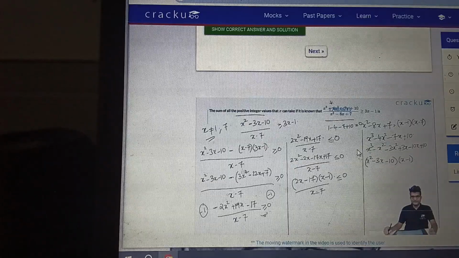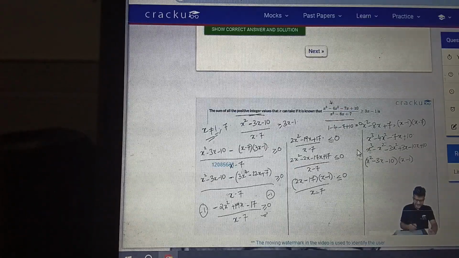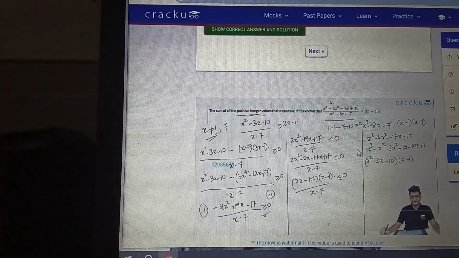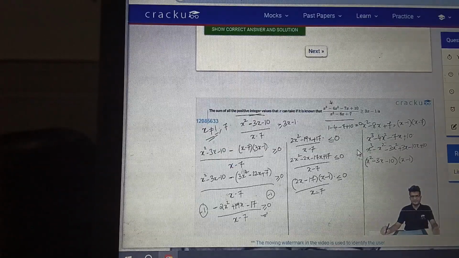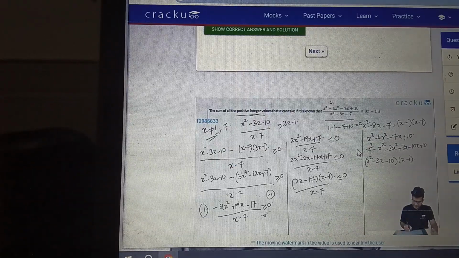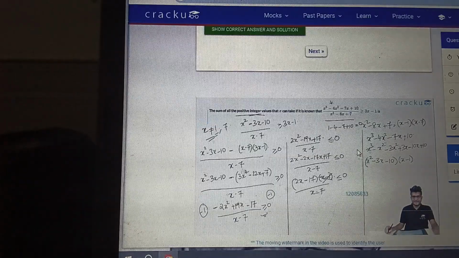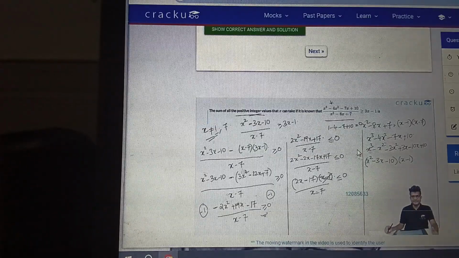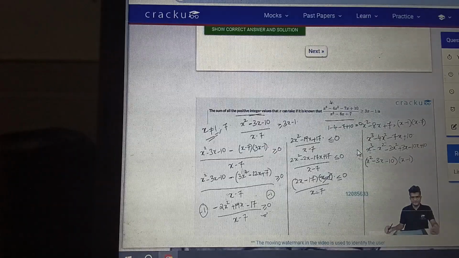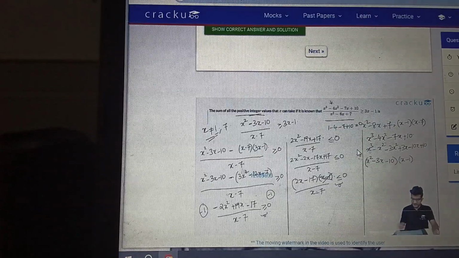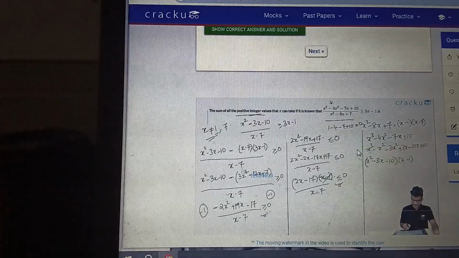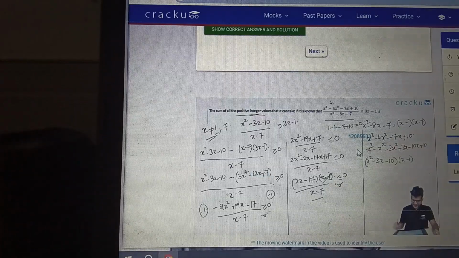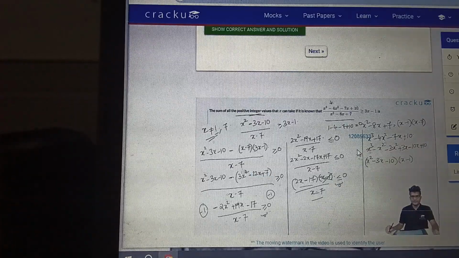What do we know about x? We know that x is a positive integer and we know that x is not equal to 1. So x is a positive integer greater than 1. So x minus 1 will be a positive number. So this is immaterial to us. We can divide both sides with x minus 1. x minus 1 is a positive number, so the sign of the inequality will not change. So we want (2x minus 17) divided by (x minus 7) to be less than or equal to 0.